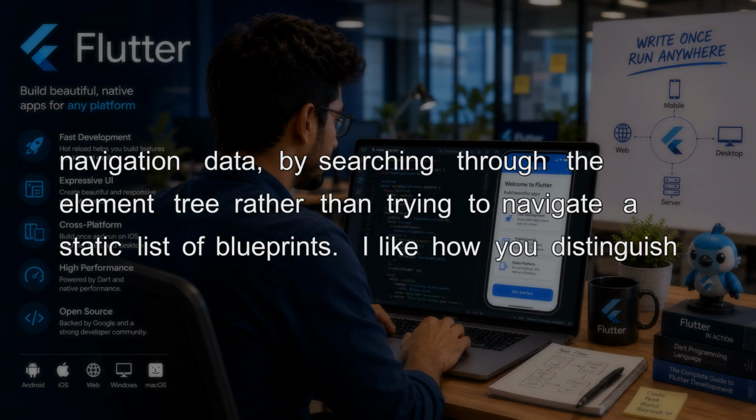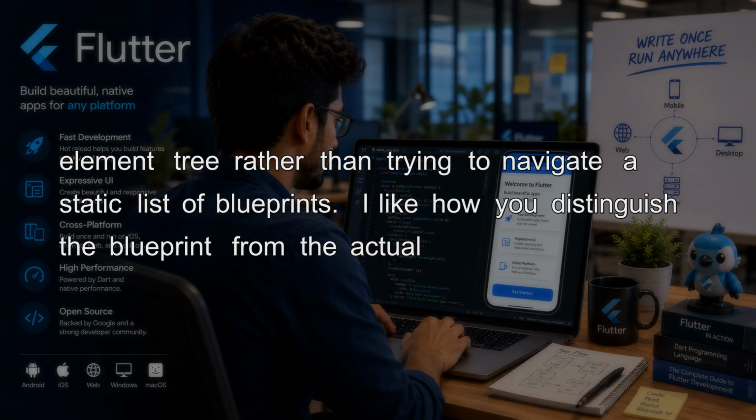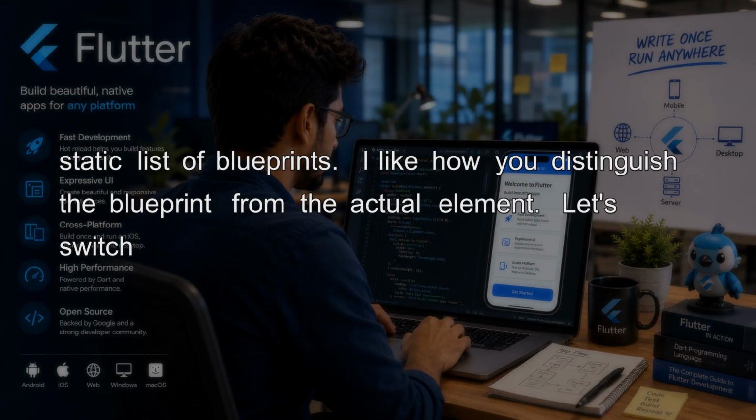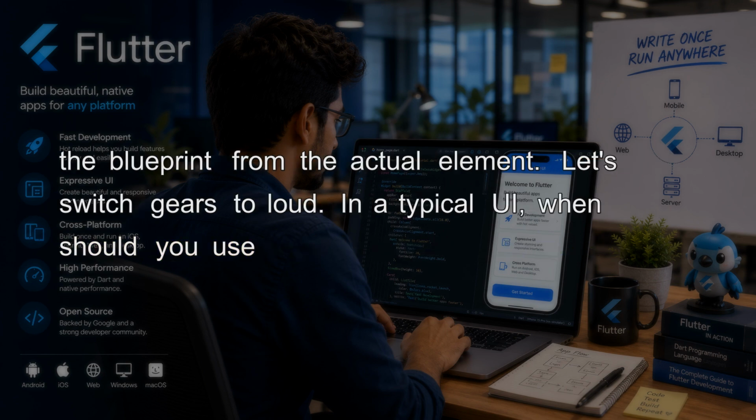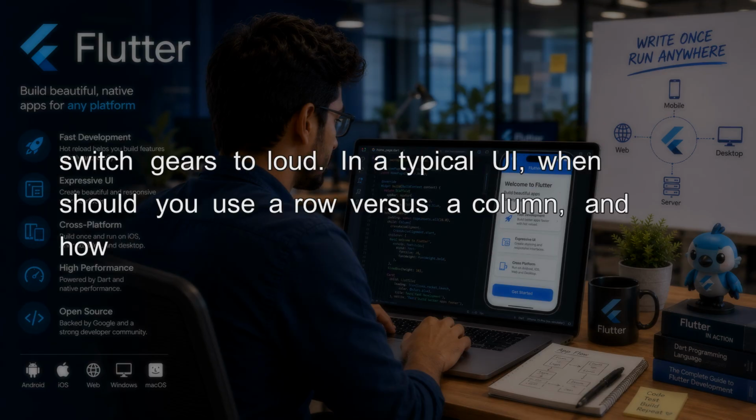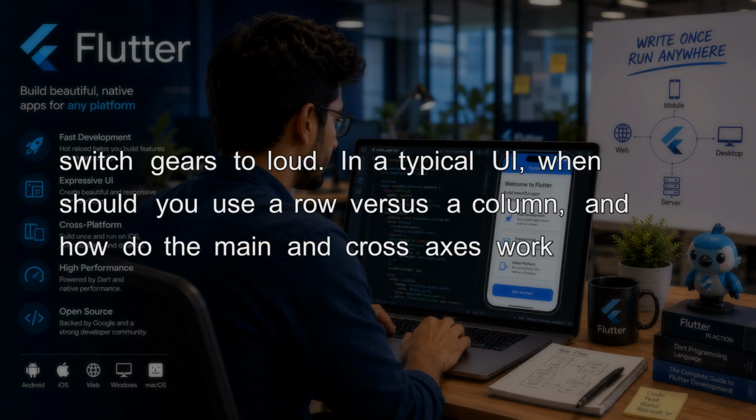I like how you distinguish the blueprint from the actual element. Let's switch gears to layout. In a typical UI, when should you use a row versus a column? And how do the main and cross axes work in those contexts?